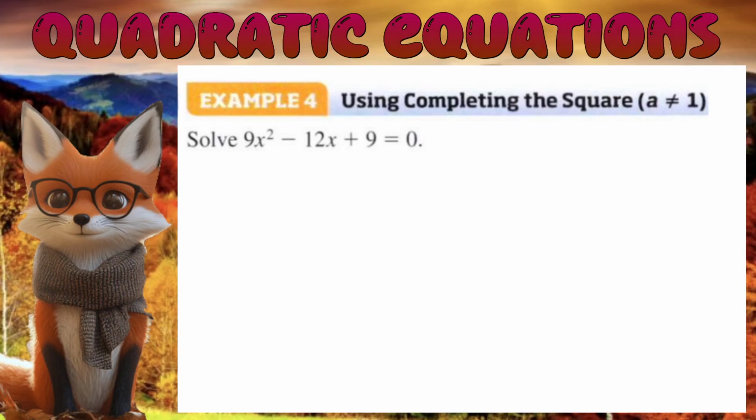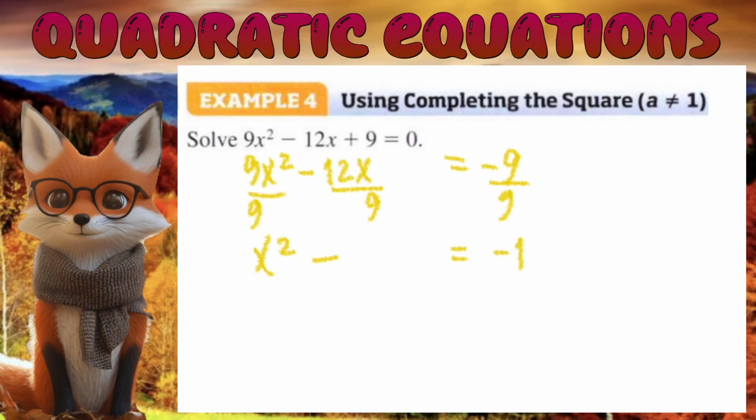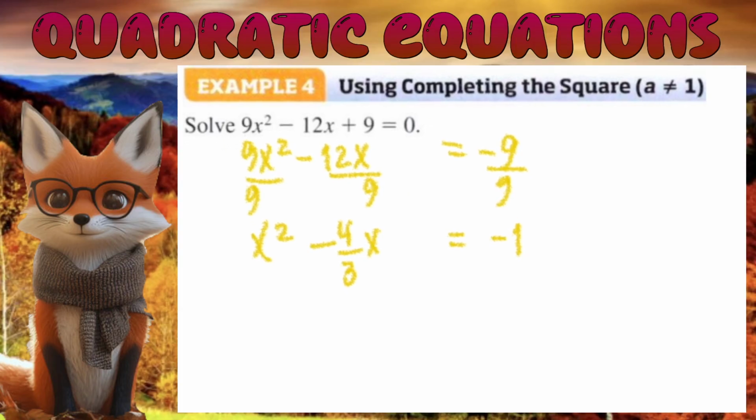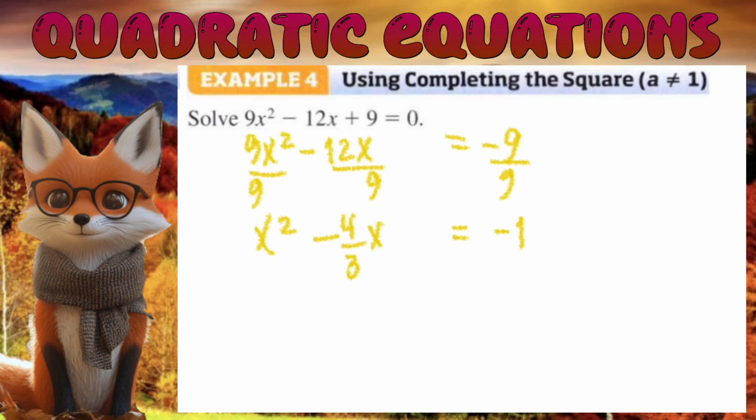I'm going to add or subtract the 9 over. 9x squared minus 12x equals -9. And I'm going to divide by that 9 because I want a to be 1. x squared minus, okay, 12/9, I'm going to reduce that by 3, 4/3 x equals -1. Okay, I'm going to complete the square like I did in the last video.